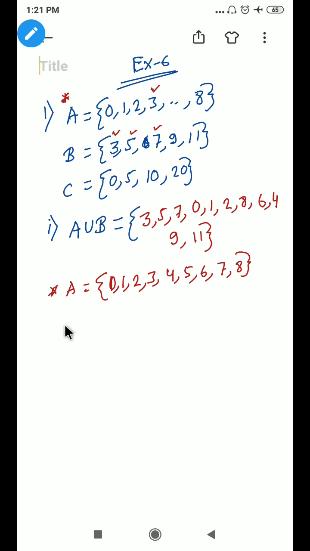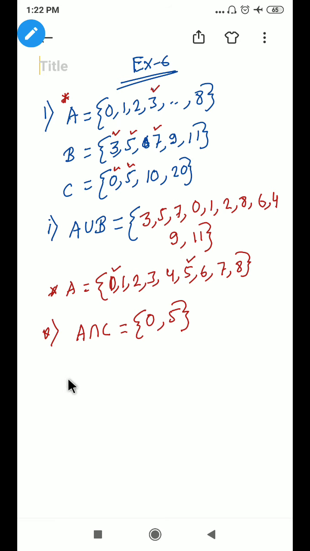Now go to our next problem, question number 5. Do the intersection of A and C. So intersection means the common elements. So you just have to write here the common elements. So which are common in A and C? 0 is present in C, 0 is present in A also. 5 is present in C, 5 is present in A also. Only 0 and 5. These two are common elements of A and C. So 0 and 5 are the elements of A intersection C.